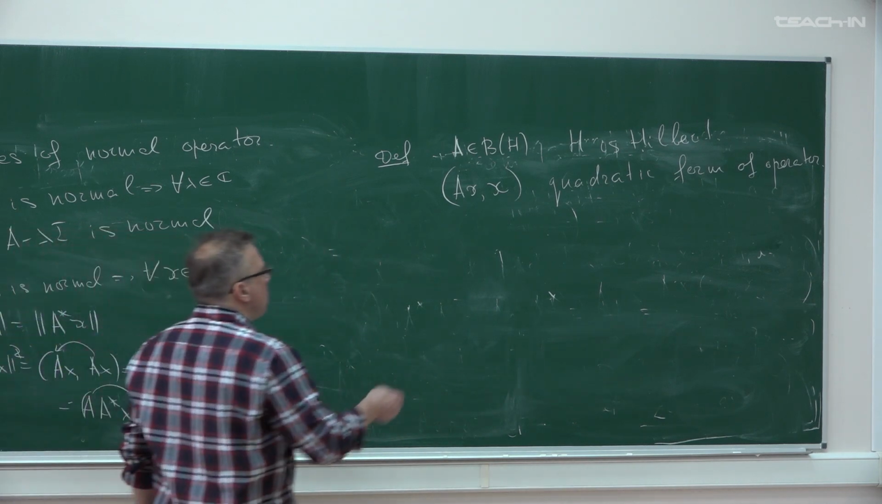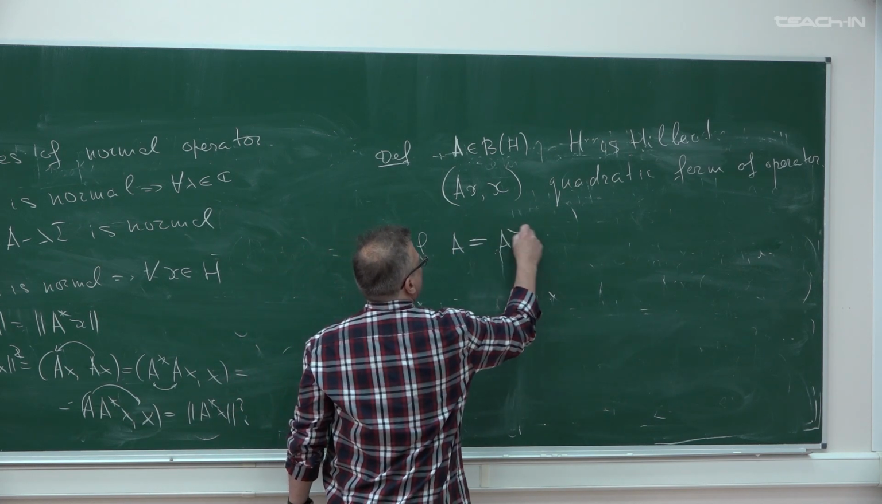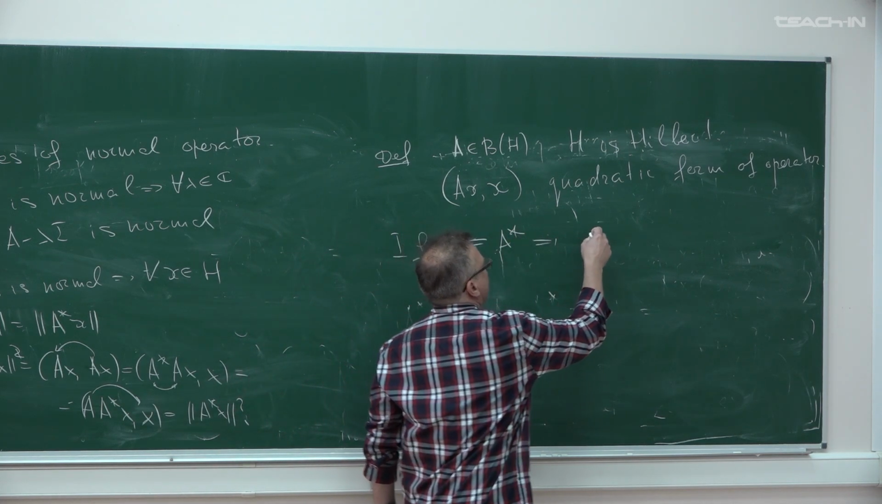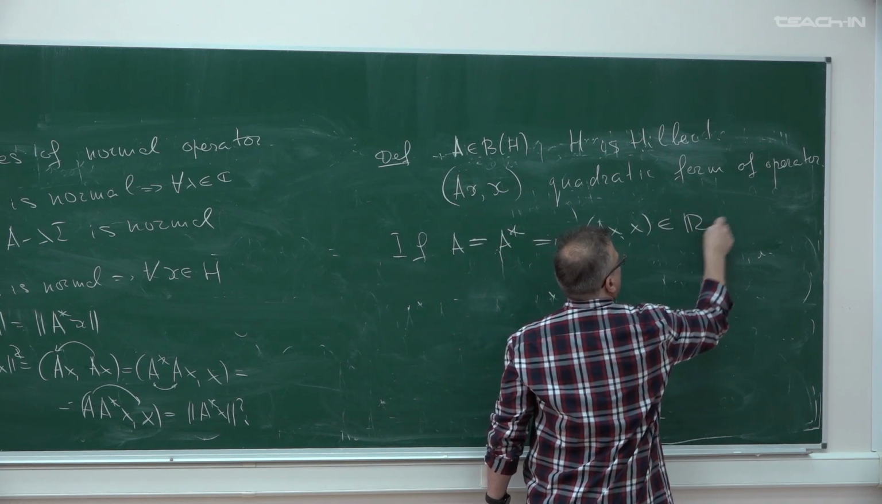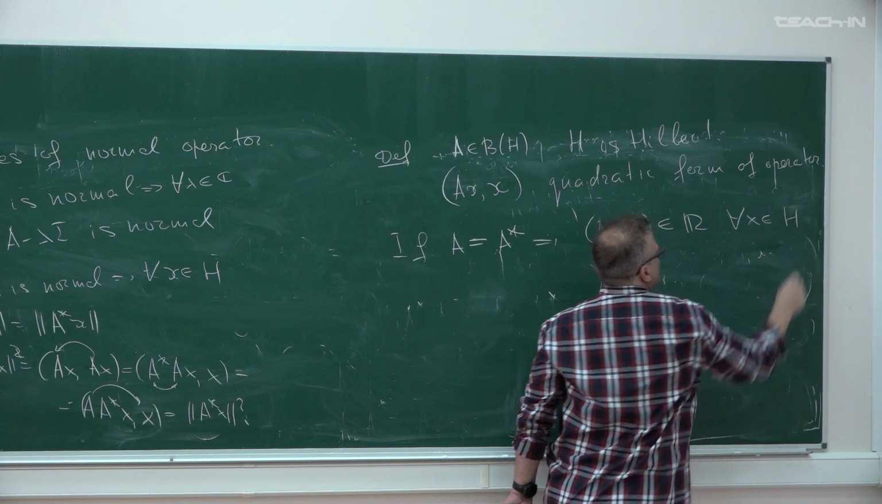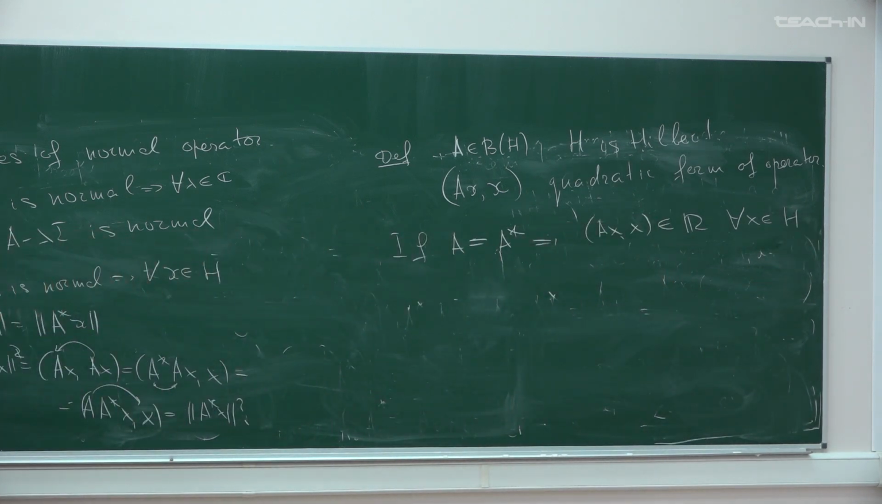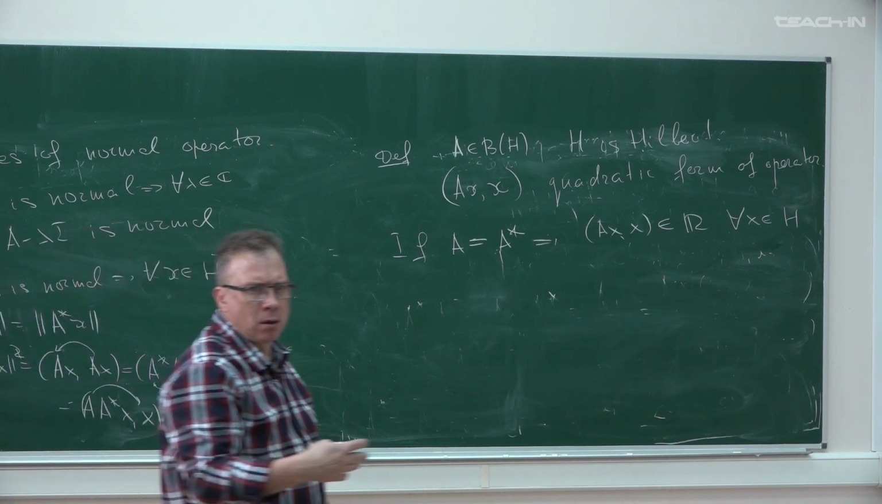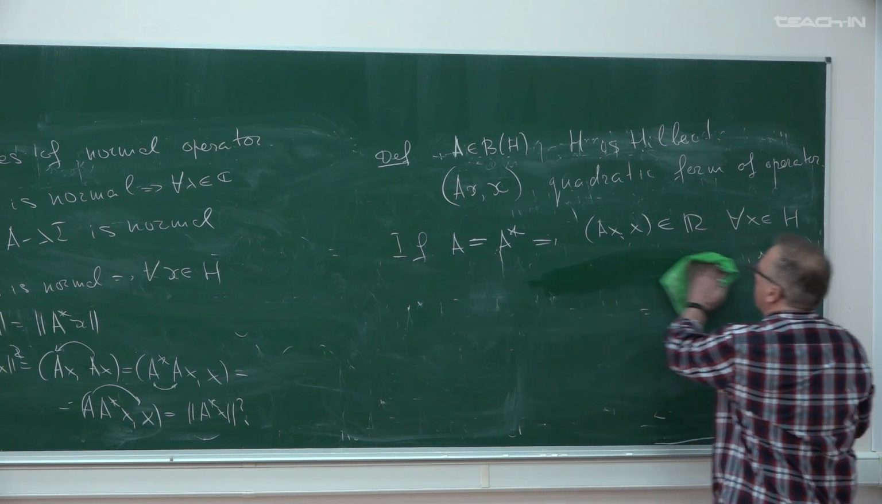Yes? If A is self-adjoint, then its quadratic form is real for any x from H. We obtain the quadratic form when we use different vectors x. I think it's clear, yeah?